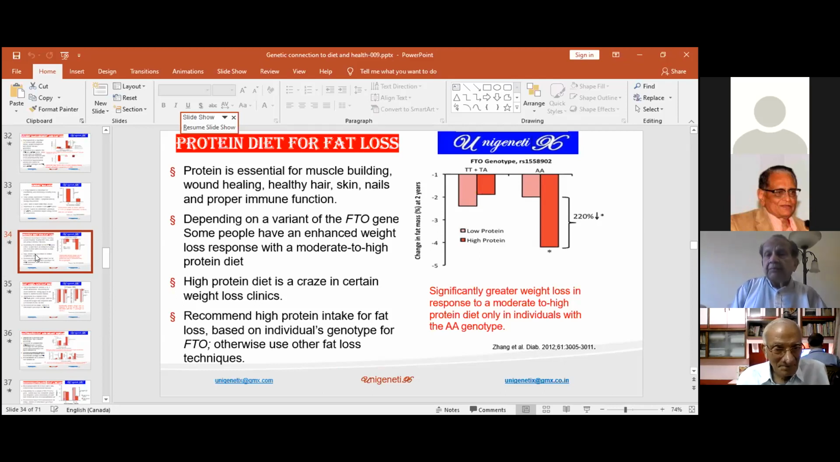And that has become a big fad. There are clinics here giving very high protein, red meat diets for fat reduction. And people are going there and getting weight reduction because they have a certain genotype. But there are others, and these are the people who approach the doctor, who say, I took all this high protein diet for about 3 months and I still have a big tummy. There, it's a different genotype.